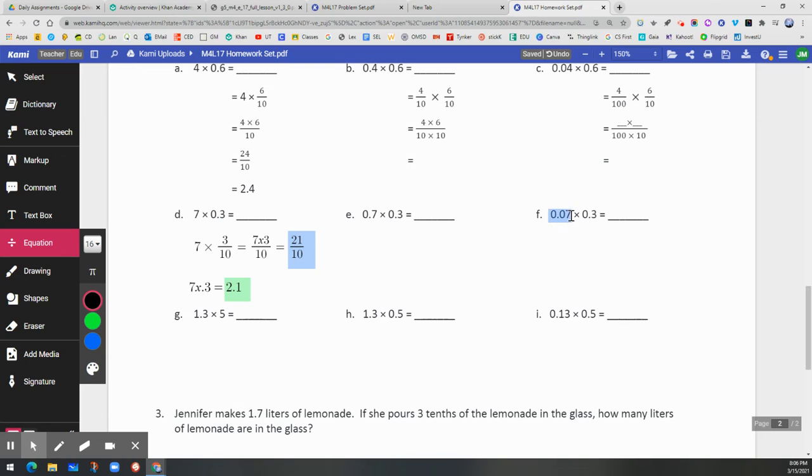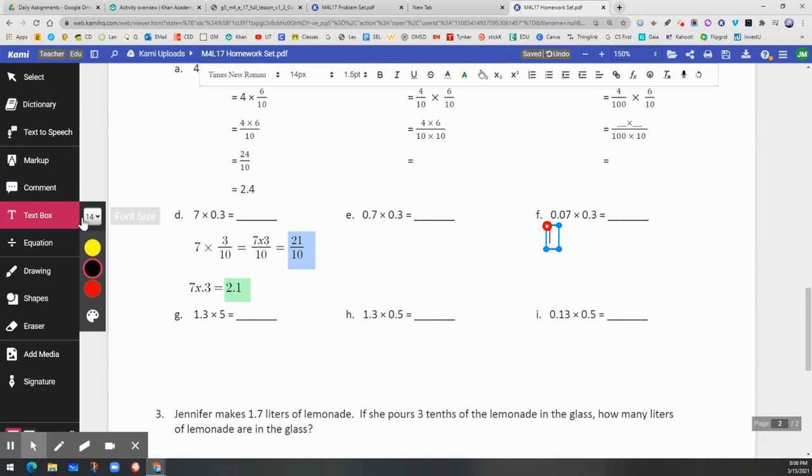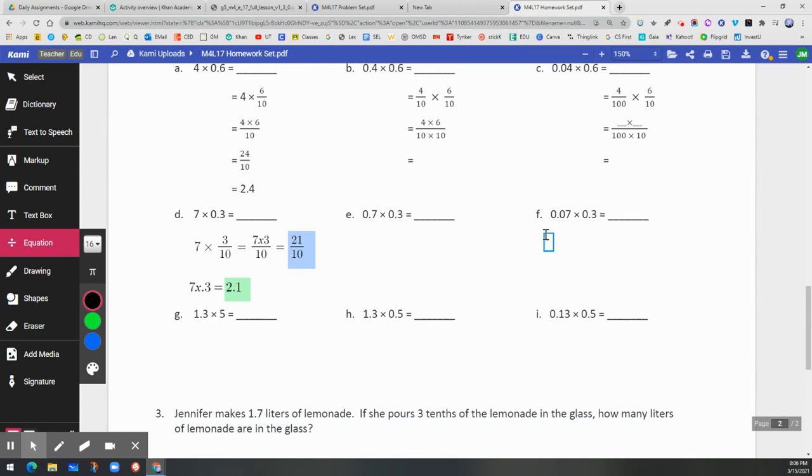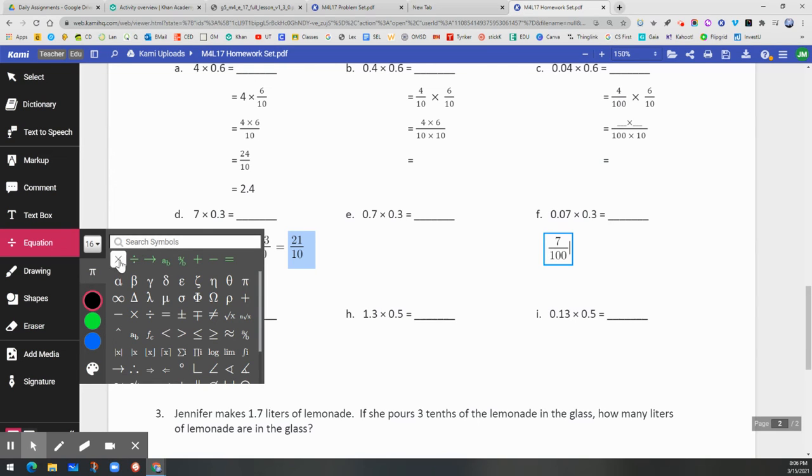Now, if you see a problem like the one in F, that's very similar, but this right here is called 7 hundredths. So you would write it as 7 over 100, and then we're going to multiply that times the 3/10. Well, 3/10 is written as 3/10. Okay, and then you equal that.